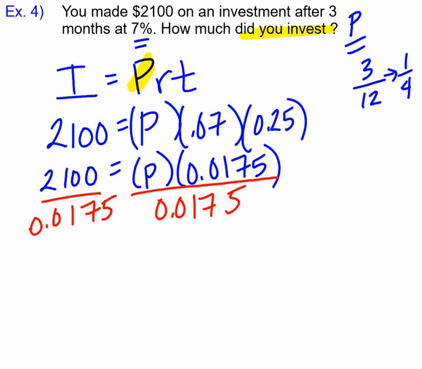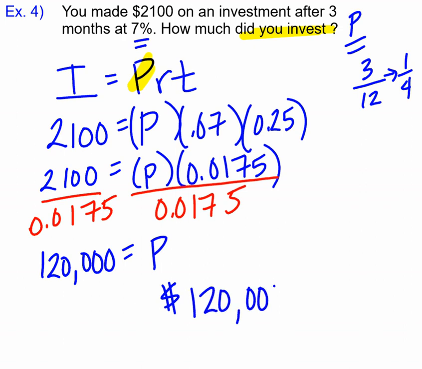So we're going to take our 2,100 and we're going to divide it by 0.0175 on my calculator. Hang on one second. 2,100 divided by 0.0175, and we get an answer of 120,000. Now remember, principal is money, right? So we need to change that to be $120,000. So if we had invested $120,000 for 3 months at 7%, we would have made $2,100 worth of interest.